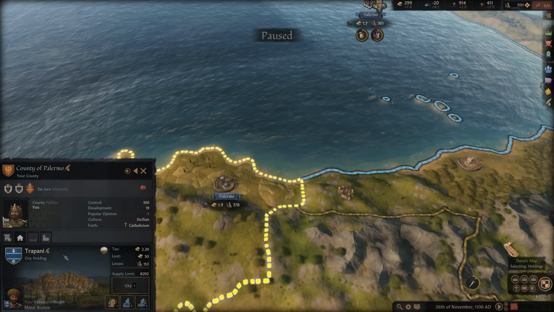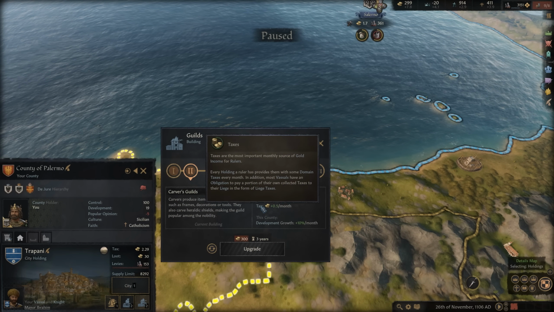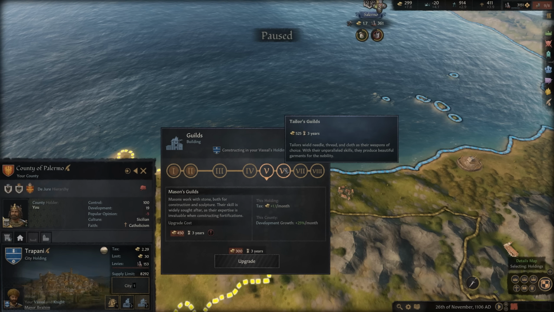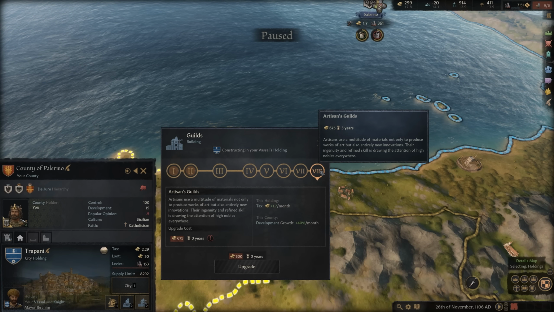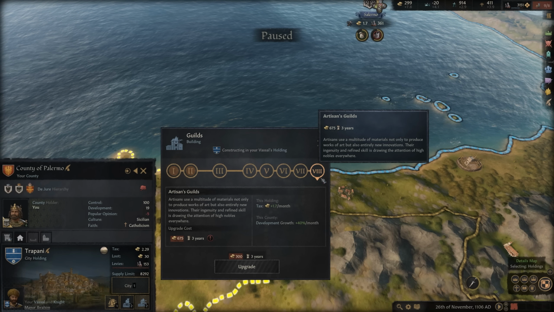Now, the other holding here is a city. Now cities, if I click over this button right here, will increase our taxes and will help out with development growth. As you click each one of these nodes, you can see as it progresses all the way to the top end, increasing our tax by 1.7 and development growth by 40%.